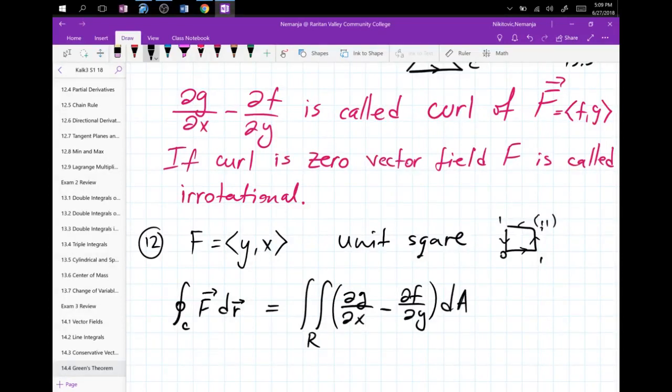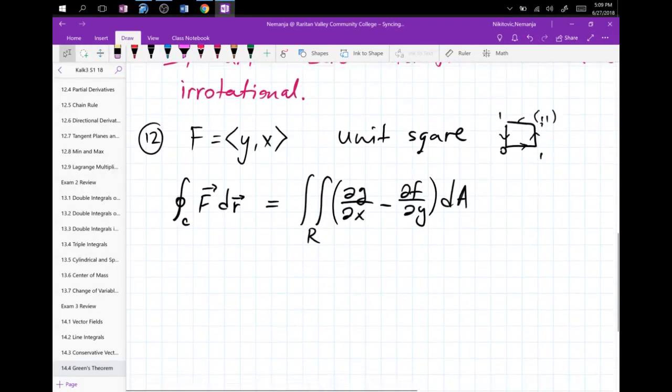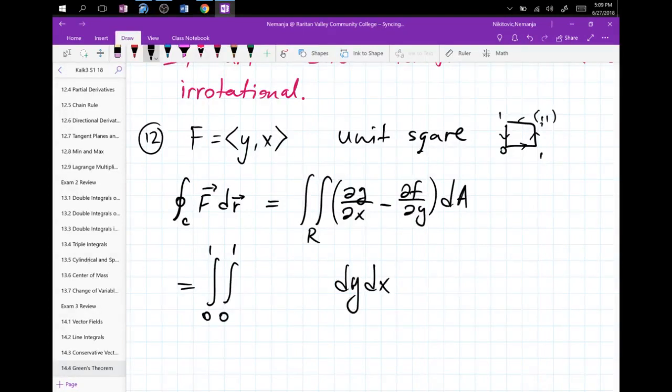So now region R. Well, we have a square. What could be easier than that? Technically nothing, right? Since it's a square, it's 0 to 1 and 0 to 1, whether you want dx or dy. Remember that I said you can swap the order of integration if it's a rectangular region, right? And then you have your curl to compute. Partial g partial x, that's 1, and partial f partial y is going to be also 1.